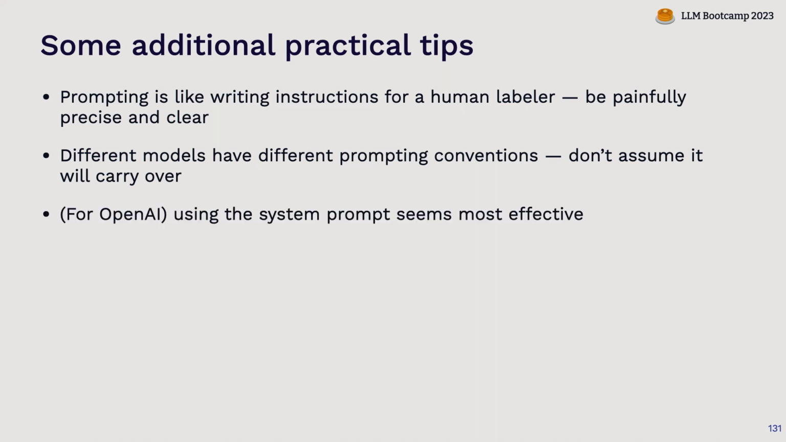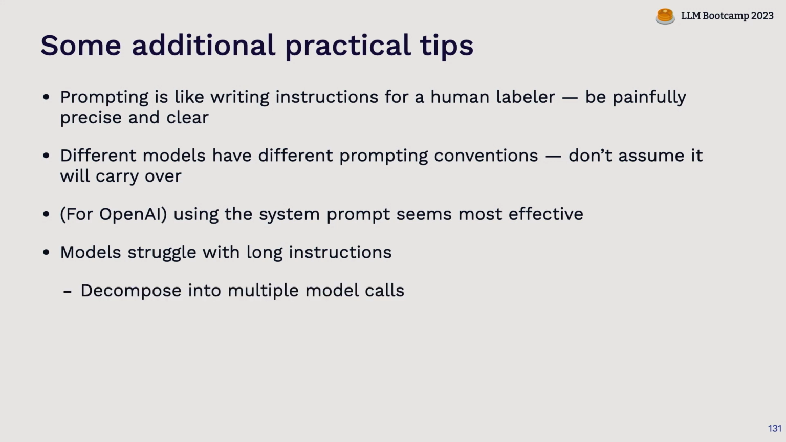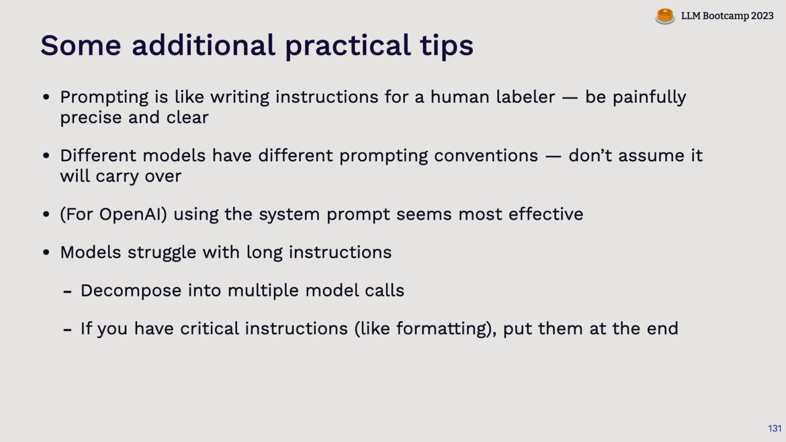For OpenAI prompting, I find that keeping as much of the logic as possible in the system prompt tends to be more effective than having it be in the user part of the message. We talked about this a little bit. Models struggle with long instructions. And so decomposing into multiple model calls tends to be critical as the instructions get really complicated.